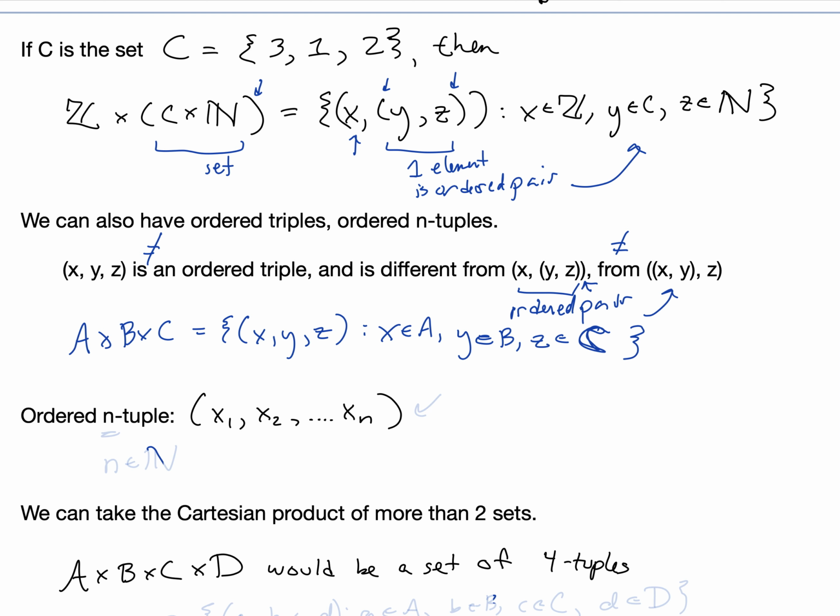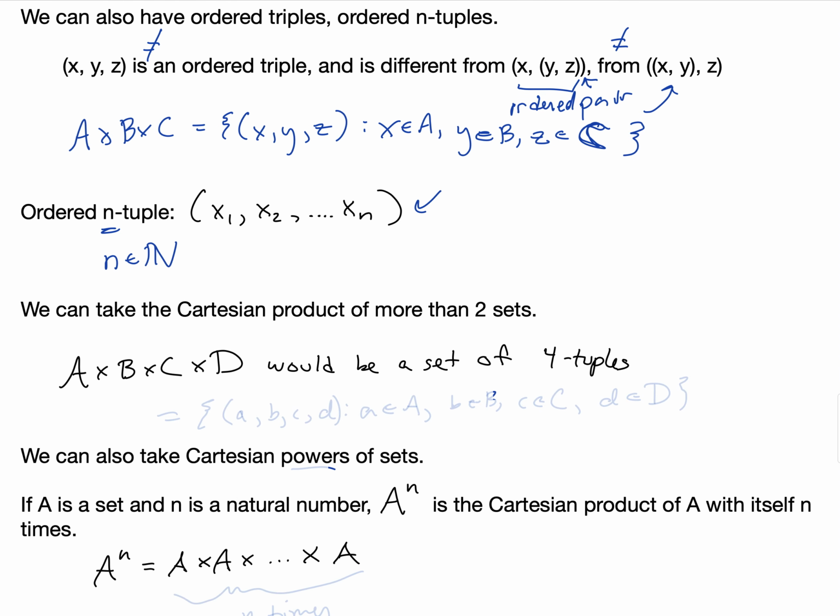We can also have ordered n-tuples. So we have ordered pairs, ordered triples, ordered 4-tuples, ordered n-tuples for any value of n. Well, I suppose not exactly any value of n, n in the natural numbers. That would be an n-tuple. And we can take the Cartesian product as well of more than 2 sets. So that's sort of alluded to here. We can take the Cartesian product of any number of sets that we like.